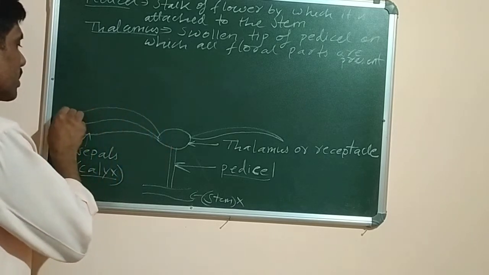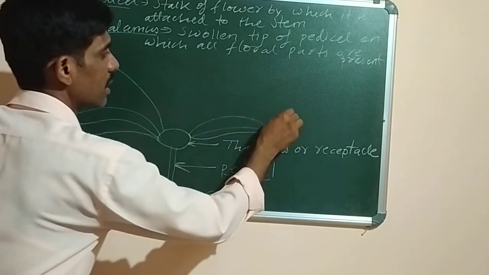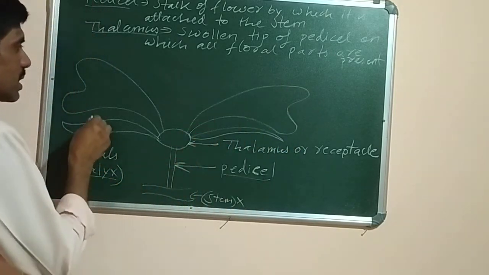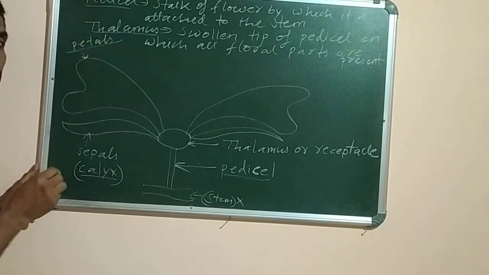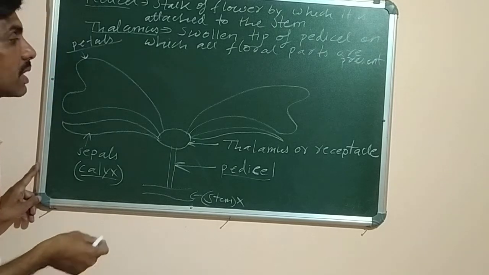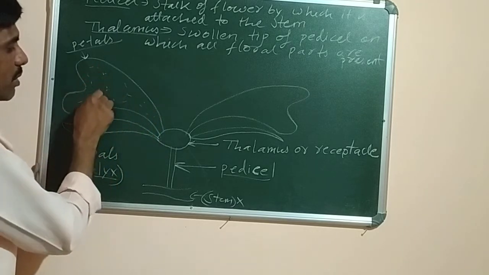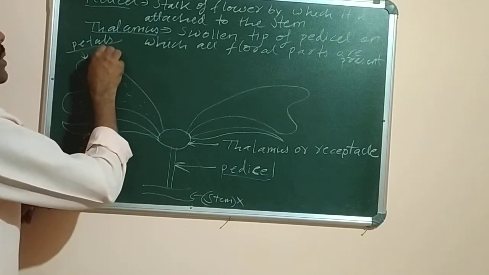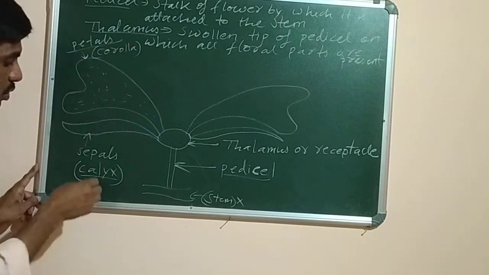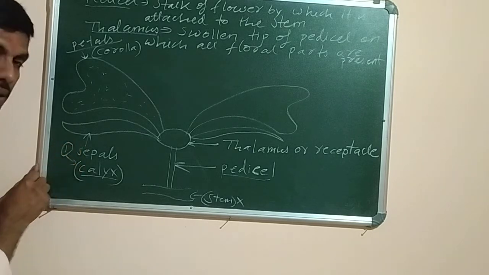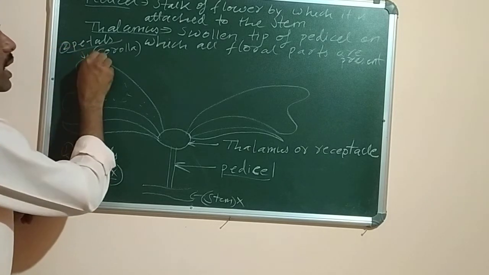Then comes the second wall of the flower, which is made up of colorful leaf-like structures known as petals. Since they are brightly colored, like you know flowers are of different colors, it is due to the presence of these colorful petals. They attract the insects for pollination. Together all the petals are known as corolla. So the first one is sepals, the collective name is calyx, no need to confuse between them. The second one is petals, the collective name is corolla.